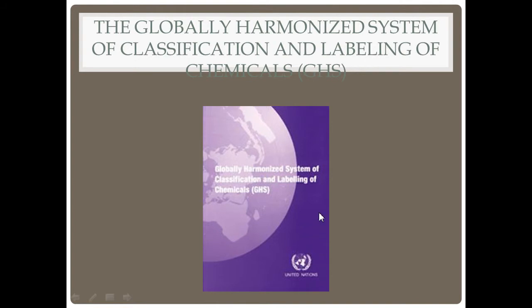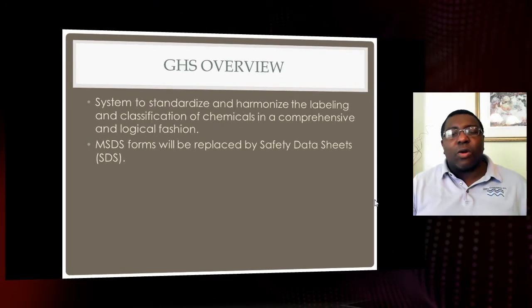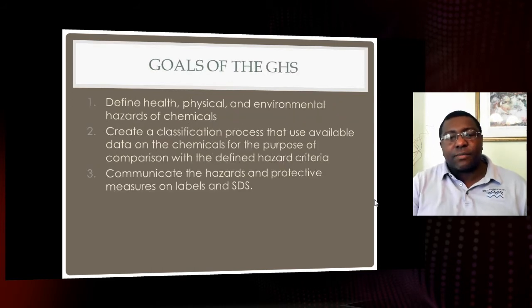All right. The overview for your GHS. The GHS system is a standardized and harmonized labeling and classification of chemicals in a comprehensive and a logical fashion on a global scale. And in this system, it's also going to replace the way that you're going to see what these hazards are, either by new pictograms or signal words, or the big one is the new safety data sheets as opposed to material safety data sheets.